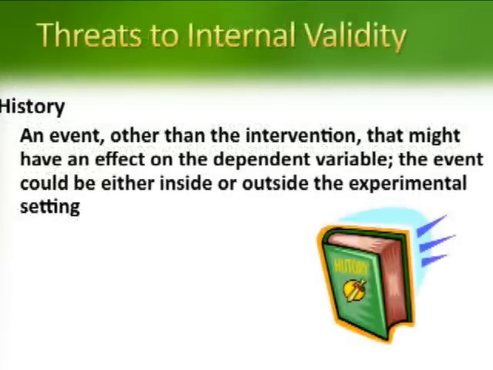We're going to go over several threats to internal validity, but the first one is history. History is an event, other than the intervention, that might have an effect on the dependent variable. The event could be either inside or outside the experimental setting.